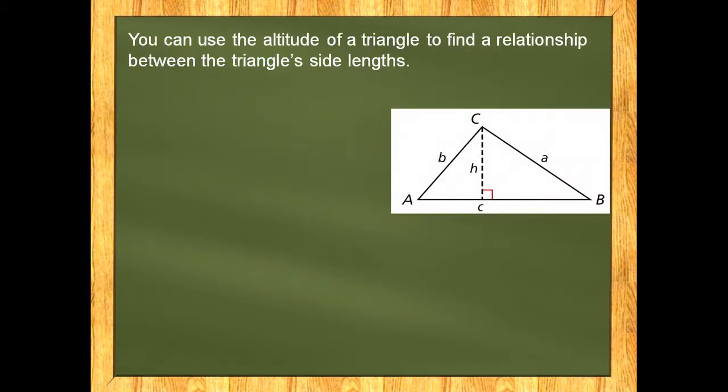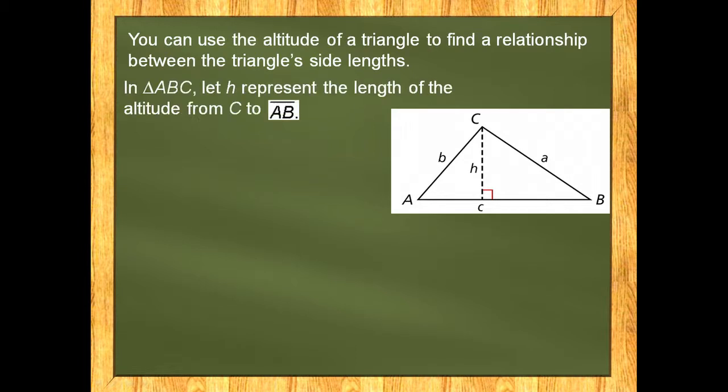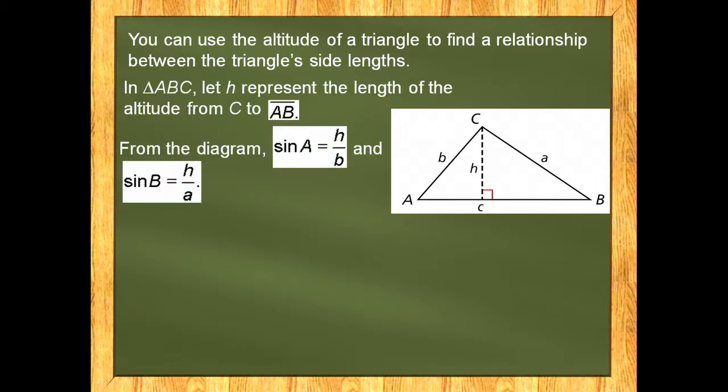You can use the altitude of a triangle to find a relationship between the triangle's side lengths. Remember that the altitude is the perpendicular line or segment that we've drawn from one vertex down to the opposite base. So h is our altitude. From the diagram, the sine of angle A, sine is opposite over hypotenuse, so sine of A is h over b. Sine of B, looking this way, is h over a.